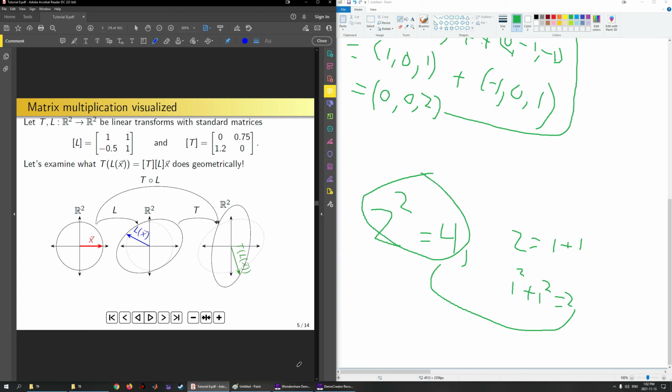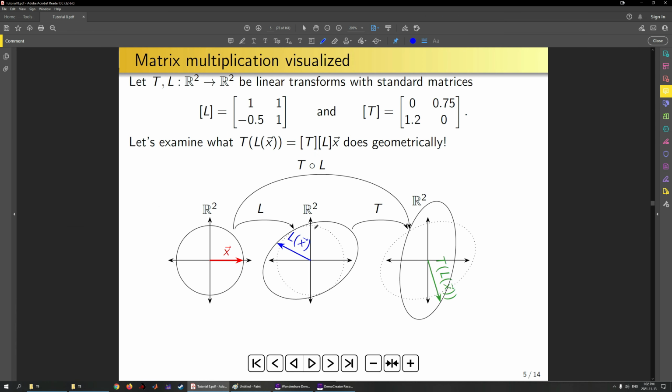Okay, so beyond here, we can now talk about how to visualize matrix multiplication. Since we've done stuff with it for a while, and we've talked about these linear transforms, it's a good spot to talk about visually what's happening. So here, I'm just letting T and L be two linear transforms with these given standard matrices. These matrices were just chosen because that's what I used in the picture, and they were pretty randomly picked. So let's examine what this does geometrically.